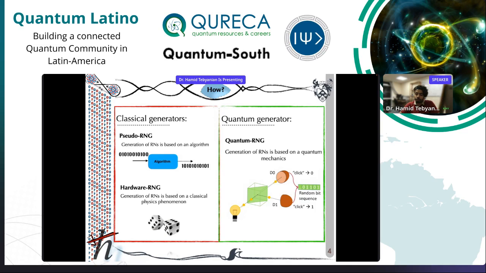Then we have the hardware random number generator, which is based on classical physics phenomena, for instance, tossing a coin. But consider if you know the initial push, then classical physics provides you the equations of motion, and then you can predict the outcome. So regardless of how complicated the phenomenon is, because it's deterministic, it's predictable, so it's not secure. On the other hand, we have quantum generators, where the generation of random numbers is based on the intrinsic random behavior of quantum mechanics, which is purely random. Therefore, it's unpredictable, so it's secure.